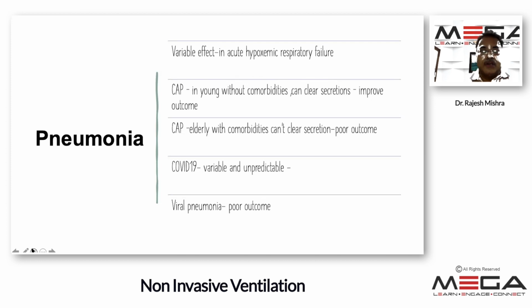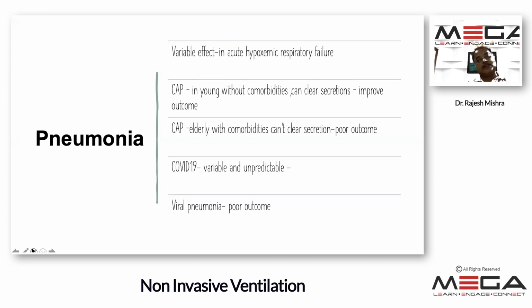Another thing is pneumonia. Pneumonia has a variable response, particularly community-acquired pneumonia, where the patient can clear his cough and is alert and conscious. These are the patients who respond very well to NIV, particularly in the mild to moderate category of acute hypoxemic respiratory failure. But patients who are elderly with comorbidity and are not able to clear secretions, their response to NIV is poor. COVID-19 has a variable response to NIV.